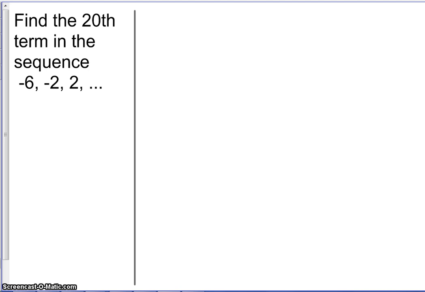We could do this actually pretty quickly on a calculator. Let's first look at our values here: -6, -2, +2, and what are we doing each time? Well, my d, I can do this in my head here, I'm adding 4 each time. So really I just need to add 4 each time. I need to find the 20th term. This is my first term, this is my second term, this is my third term. So we need to find the 19th term and add 4 to it.